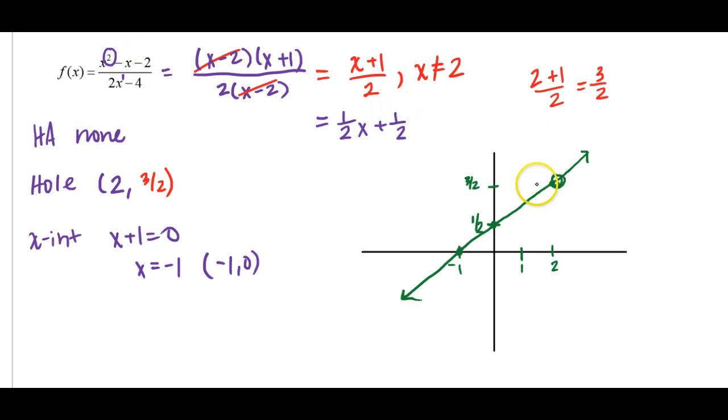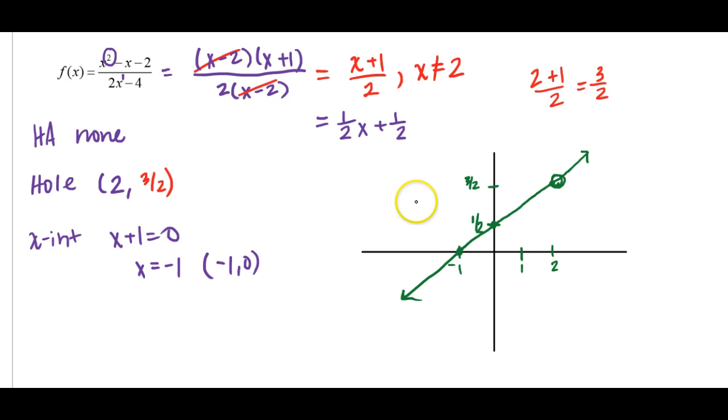So rational functions can look like all kinds of crazy things. They can have asymptotes, they cannot have asymptotes, they can have holes, they cannot have holes. It really just depends. So you want to find out as much as you possibly can through the means of horizontal asymptotes, holes, x-intercepts, vertical asymptotes.